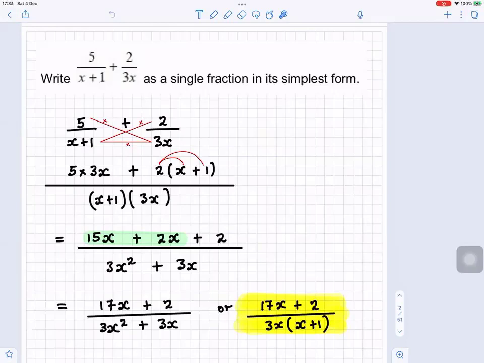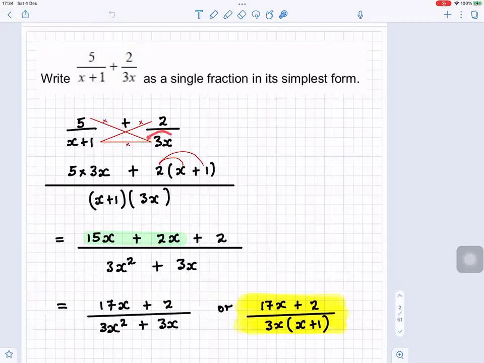We're going to look at writing an algebraic fraction as a single fraction in its simplest form. What we want to do with this example is we have two separate algebraic fractions and we want to put them together as one. So we're going to use the upside down table method. You imagine a table, and imagine a chair next to it, you turn the table upside down.